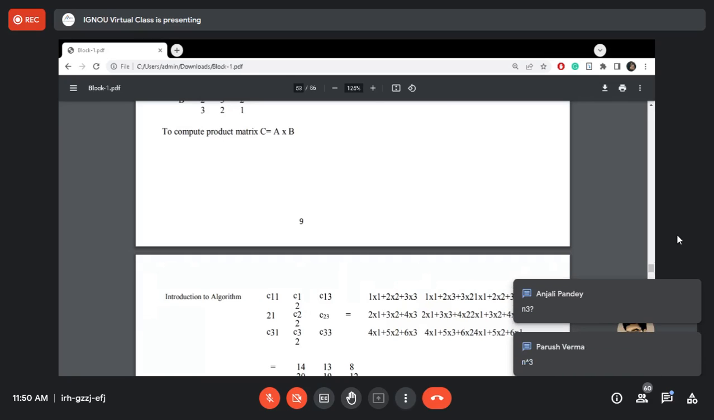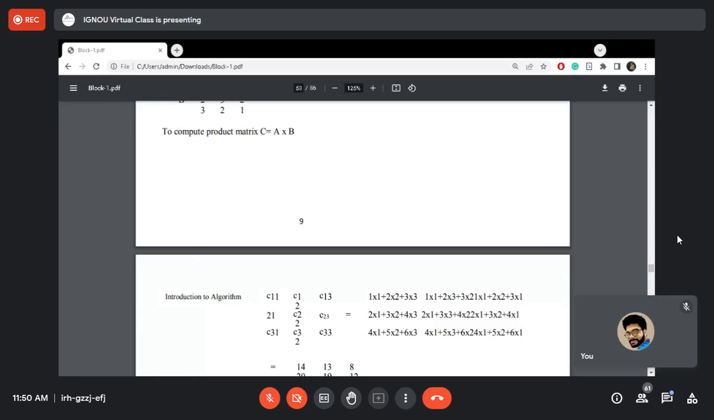Akhil said n to the power 3. N cube. Anjali said n cube. Okay, n cube. Right. Because we know that there is always one unit for multiplication, for addition, for assignment operation, but here is a loop that is taking a value n times, and we have total 3 loops here. So that's why the complexity is n cube.